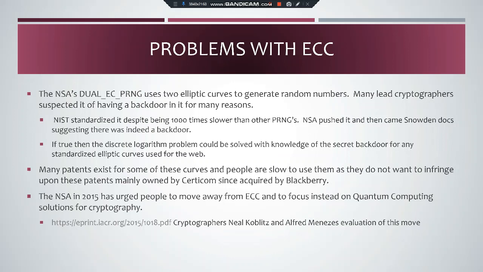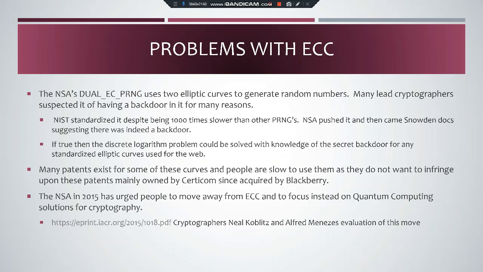The NSA pushed it. There were some news articles that were suspicious, and then came the Snowden docs suggesting that there was indeed a backdoor. And if this is true, then elliptic curves can be manipulated to create a backdoor inside them that would sacrifice their security. Many patents exist also for some of these curves, and people want to avoid the legal issues of that. And also, interestingly, in 2015, the NSA had a policy statement urging people to move away from elliptic curve cryptography and to focus instead on quantum computing for solutions in cryptography.